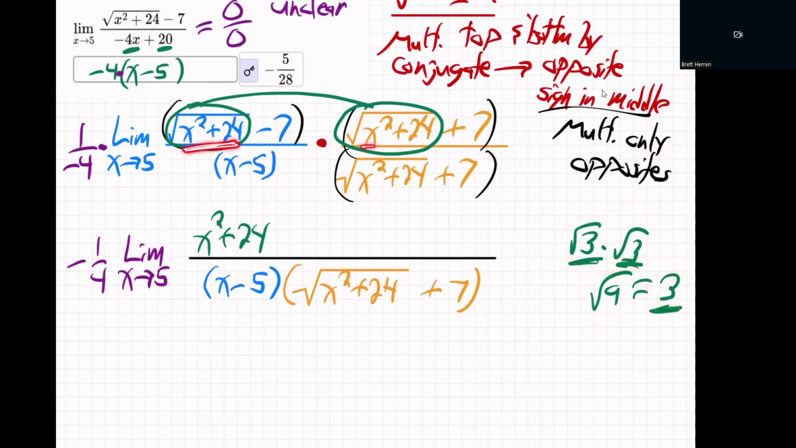So root of x squared plus 24 times root of x squared plus 24 is just one plain x squared plus 24, no more root, plus, and then it goes to the 7. So that's 7 root of x squared plus 24. I should make that neater.